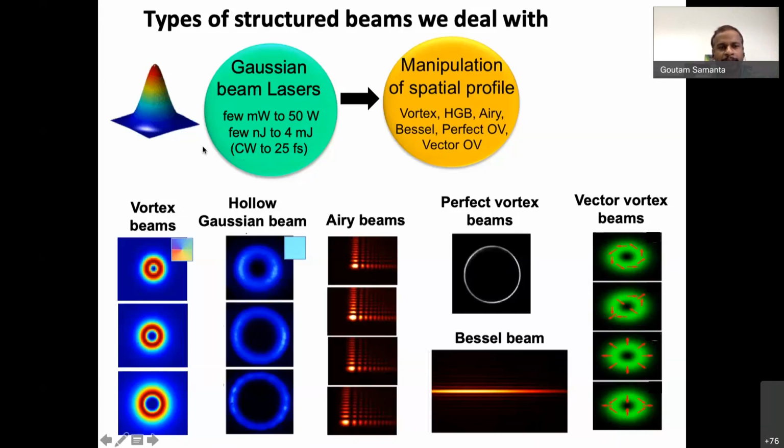But if you modify the spatial structure of the beam in terms of, let's say, vortex, hollow Gaussian beam, Airy beam, perfect vortex, Bessel beam, and vector vortex, these are the beams we deal with in our lab. So I'll be explaining some of this in today's talk. When you modify this spatial structure, on top of the laser radiation playing a role, it also adds additional features to the process. That I'll be explaining.